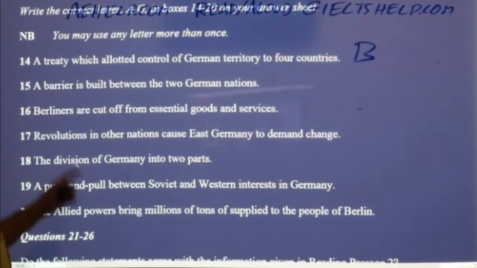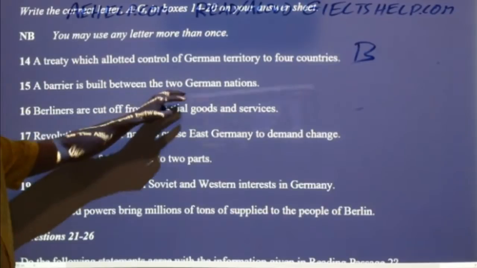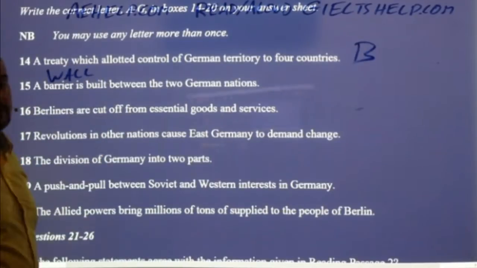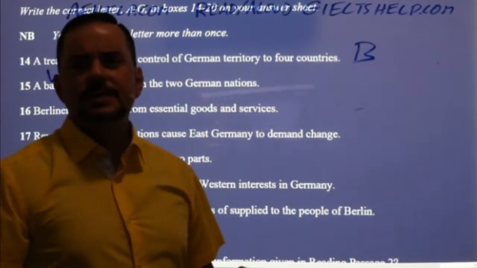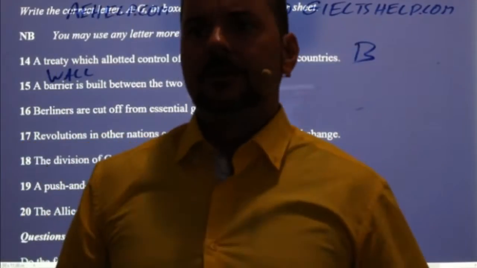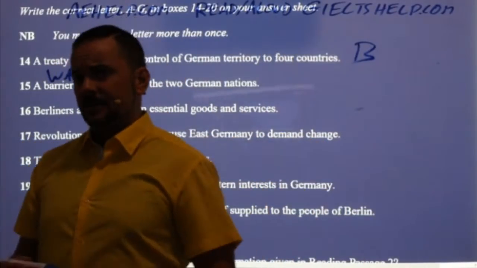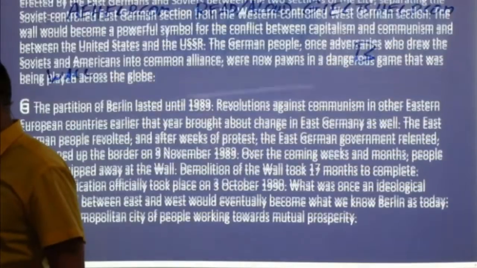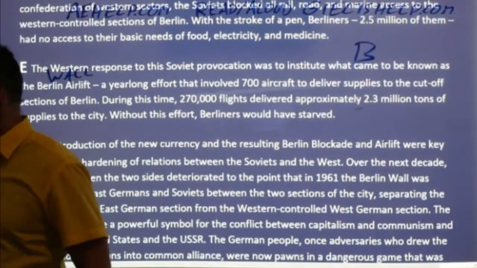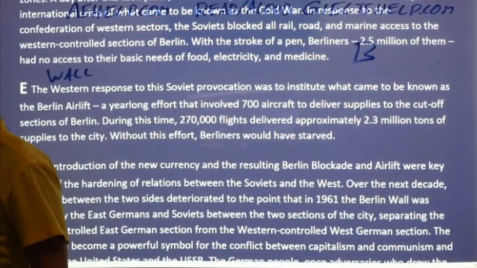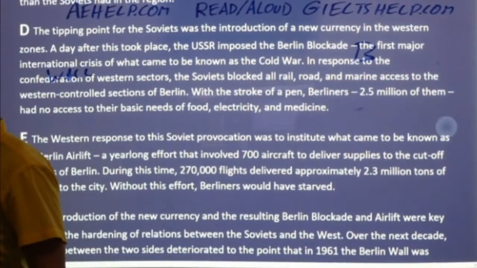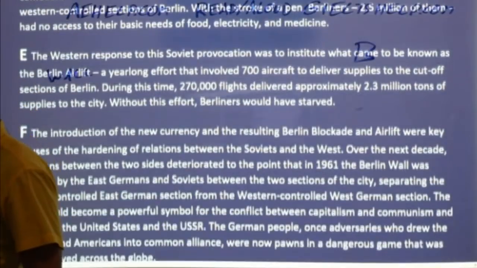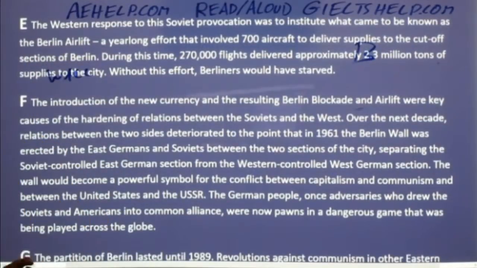Let's keep going. A barrier is built between two German nations. So here we're talking about the wall. We talked about that. So the wall, where was that? Some of you are saying, I think that was F, where we got into the wall. Yeah, I remember two things. It was a short paragraph, and I remember it was near the middle, kind of late middle. Okay. And it was the Berlin Wall. Okay. So a lot of you are saying F, so might as well start with F.